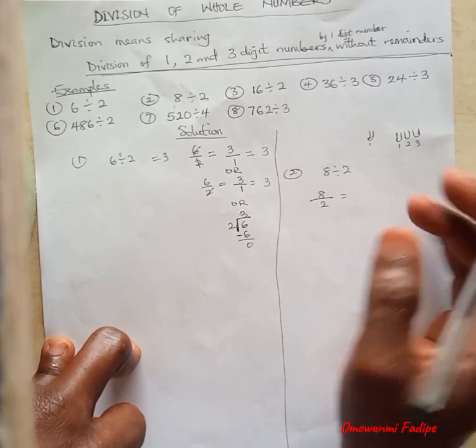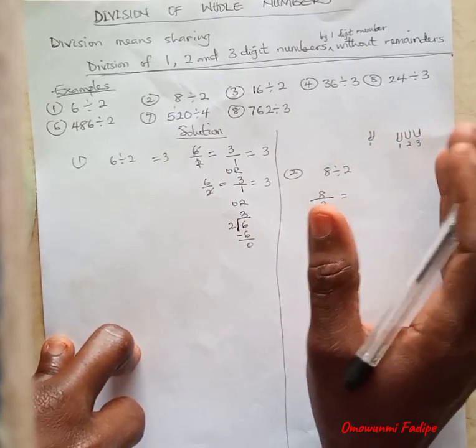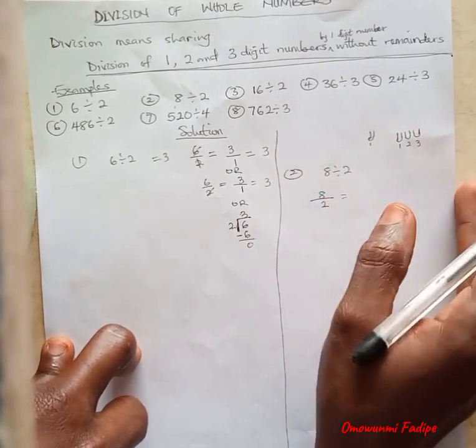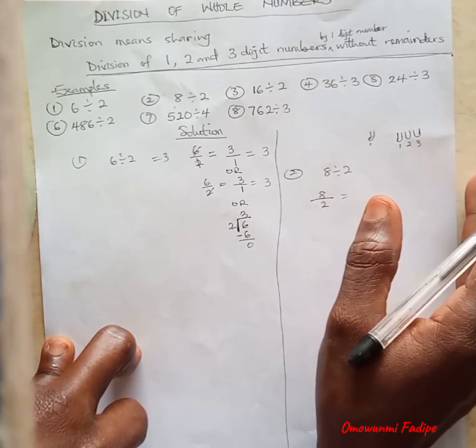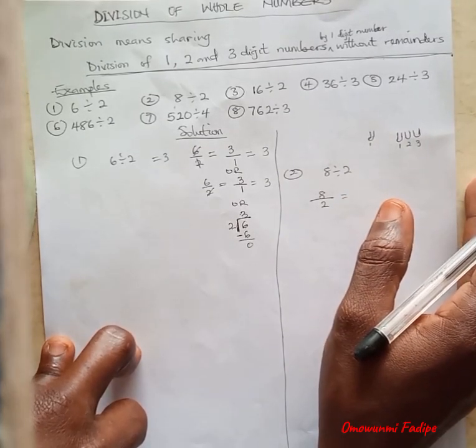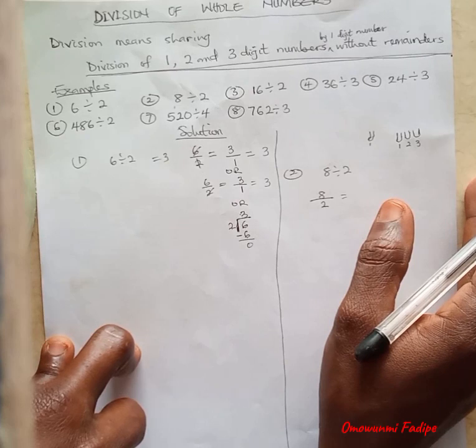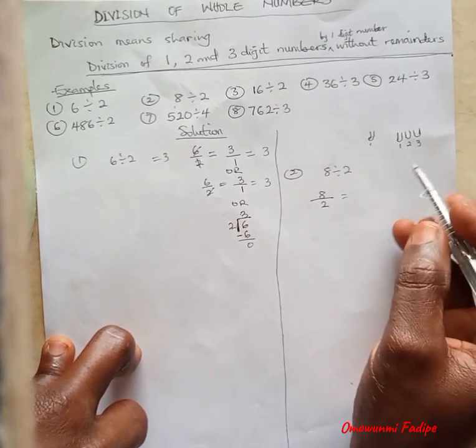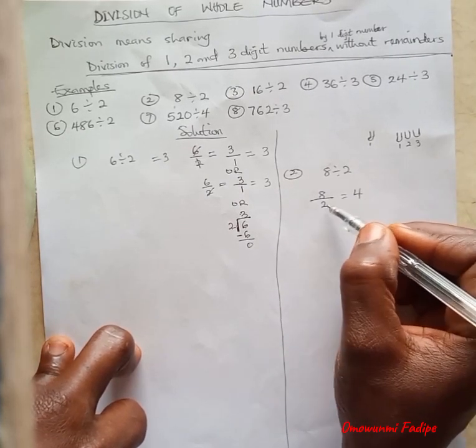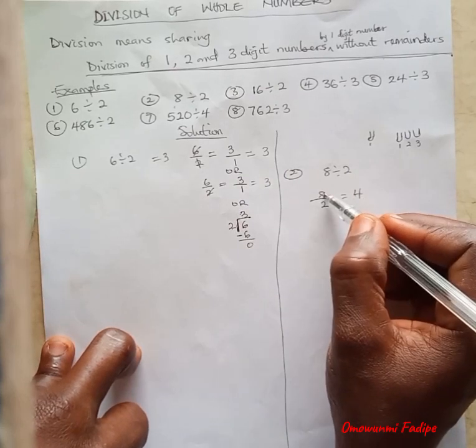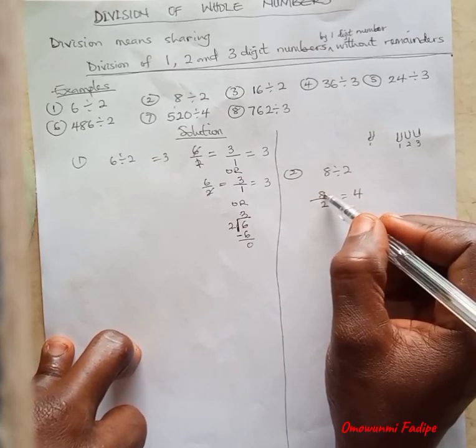2 times 1, 2. 2 times 2, 4. 2 times 3, 6. 2 times 4, 8. You know my answer when I said 2 times 4 is 8. 2 times 4 will give me 8. So 4 is my answer. 2 times 4 will give me 8.